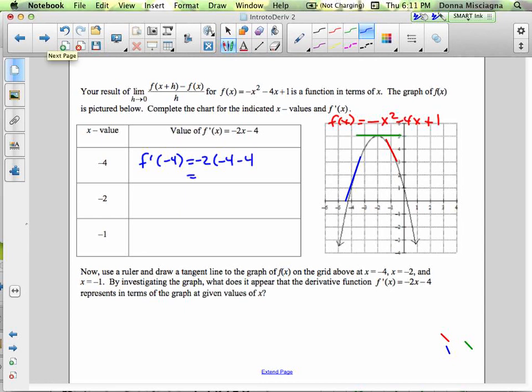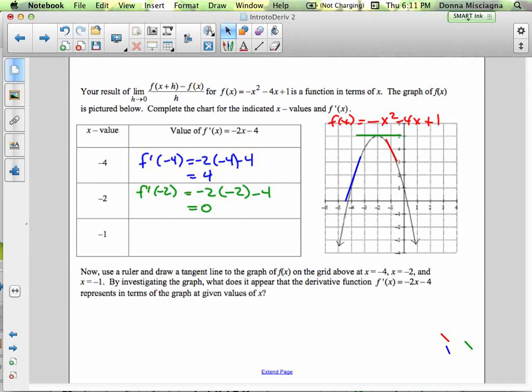Up into my parentheses. There we go. All right, so that's going to be positive 8 minus 4. That's going to be 4. And now let's find f prime of negative 2. So that's going to be negative 2 times negative 2 minus 4. Well, that's going to be 4 minus 4, and that's 0.